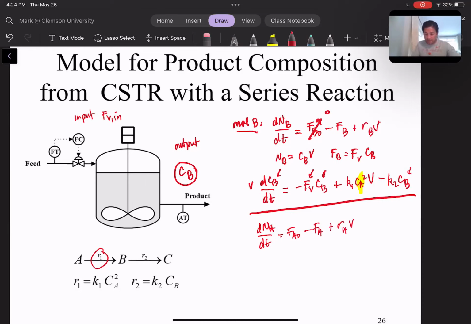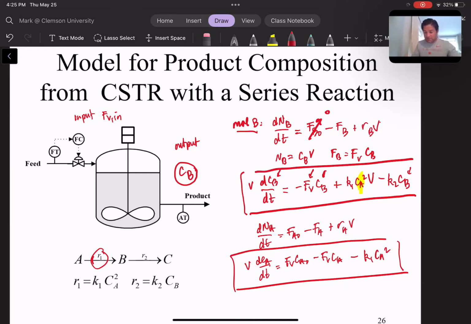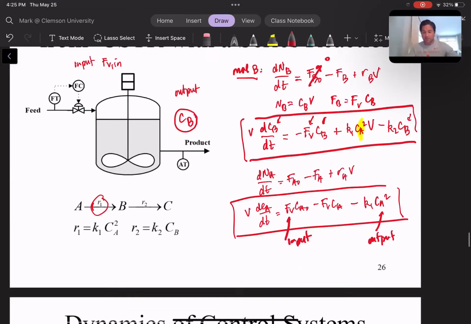And similar to what we had before, we have V dCA/dt equals FA0, which is going to be FV, minus FV CA. And then the reaction rate for species A is going to be minus R1, so minus K1 CA squared. So now here we have, just in terms of our input, and here our CA is our output, and the rest is constant. So that's how we do our mole balances for reactors.